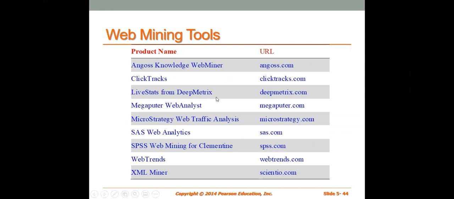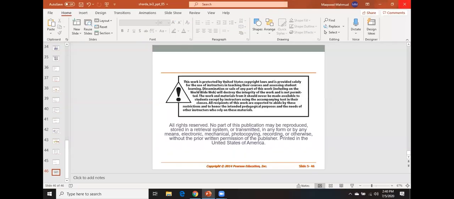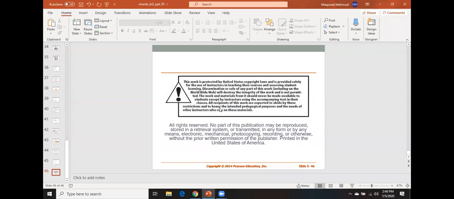Live statistics from DMatrix. You have Megaputer and Web Analytics. We have MicroStrategy, SAS as well, and XML Miner. So these are the different web mining tools we have. Okay. So this is the end of this chapter. It was a short chapter, and I hope you learned more about it.